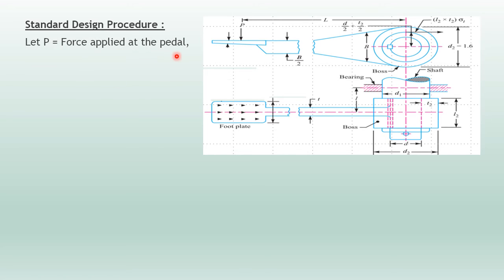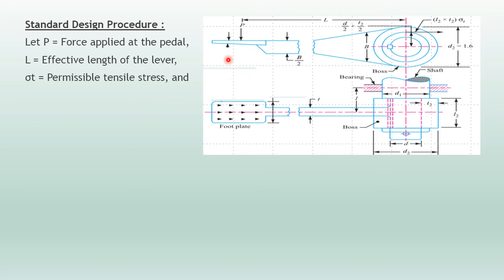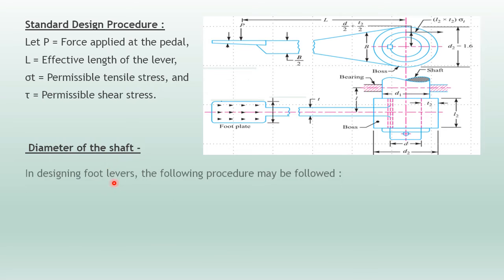So let P be the force applied to the pedal. Here is the P, force applied to the pedal. L is the effective length of the pedal. Then sigma T is the permissible tensile stress. Tau is the permissible shear stress. So let's calculate the diameter of the shaft.